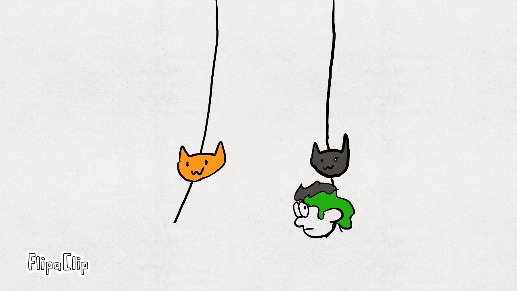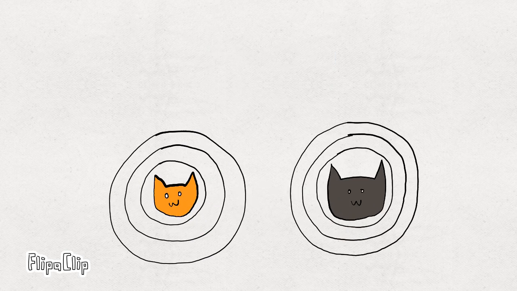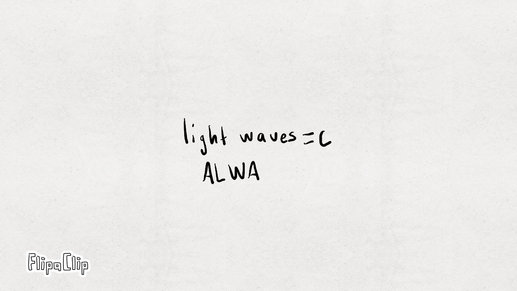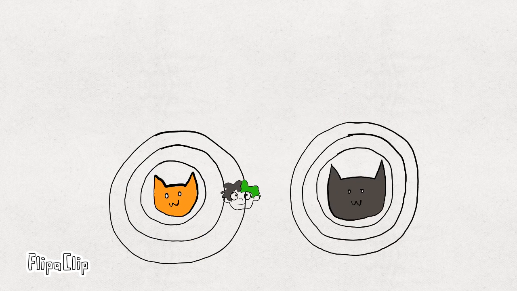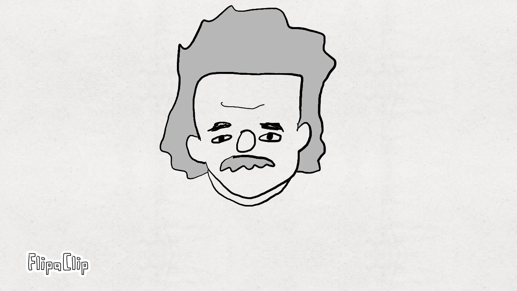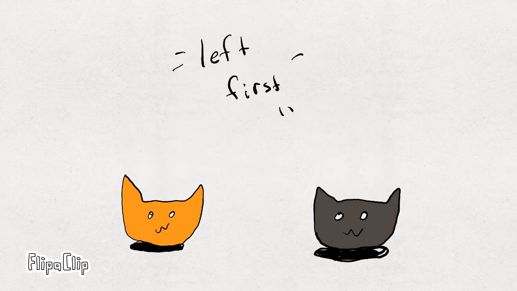From an outsider's perspective, they see the cats land at the same time because both the cats' light waves reach the person at the same time. For me, although the light waves from the cats go at the same speed, I move towards the leftmost cat so that I reach that one's light waves and see that one first. And then, since no reference frame is more correct than any other, for me, the leftmost cat falls first.